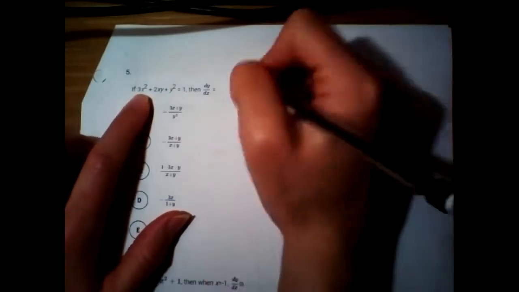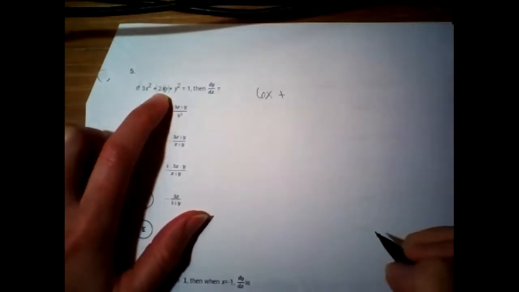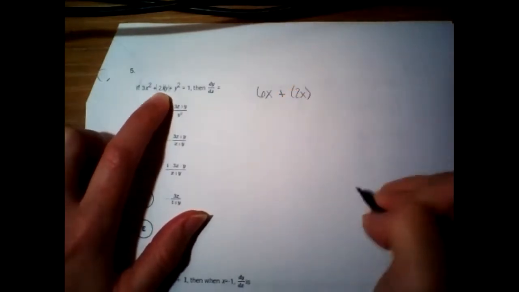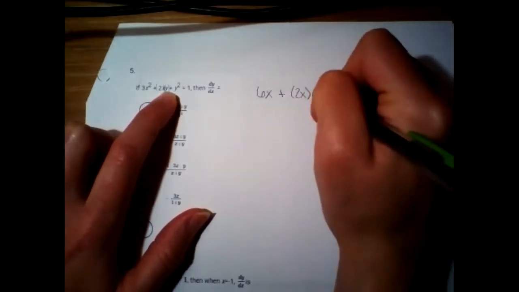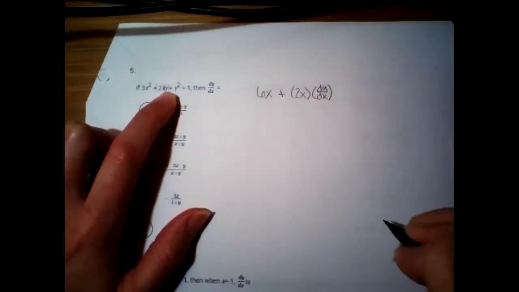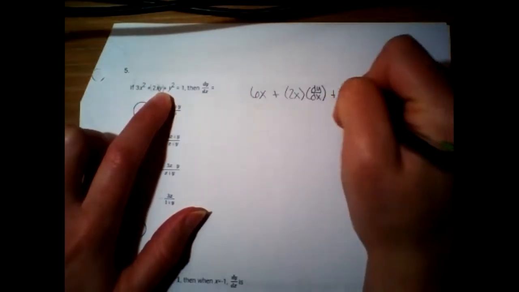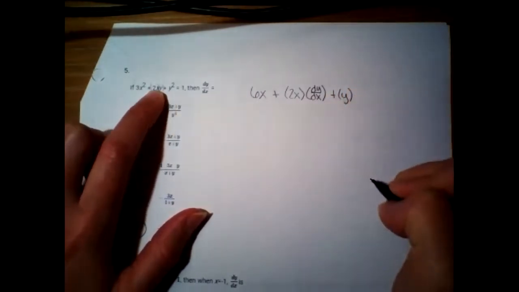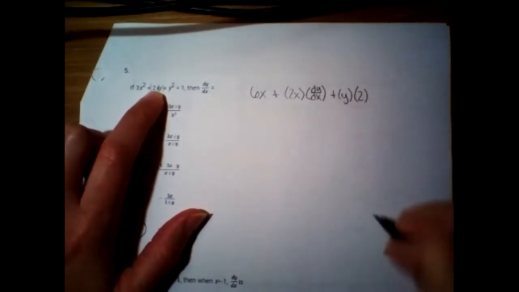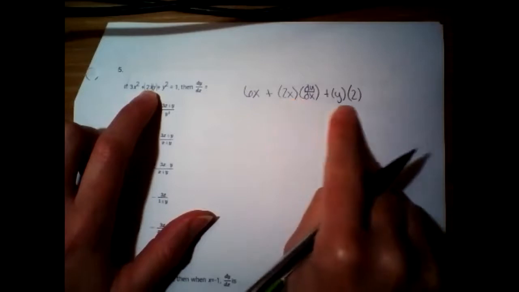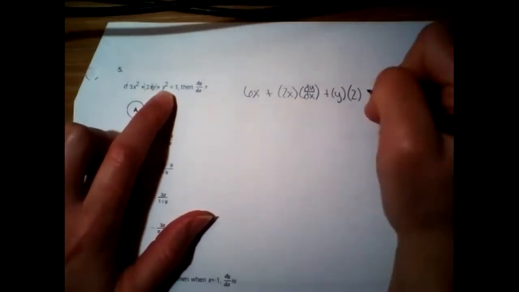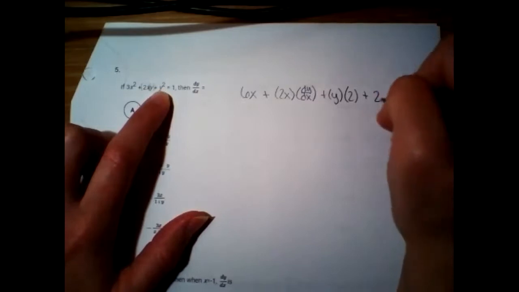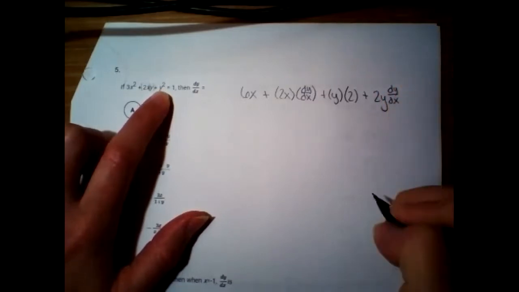So derivative of 3x squared, that would be 6x plus, all right, now this is going to be a product rule. 2x is the first function, y is the second function. So that would be the first times derivative of the second, derivative of y is dy dx, plus the second function times derivative of the first. So derivative of 2x would be 2. And so this is your product rule. Plus, all right, derivative of y squared, that is 2y dy dx.